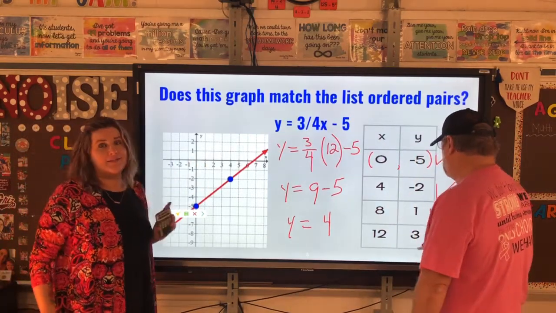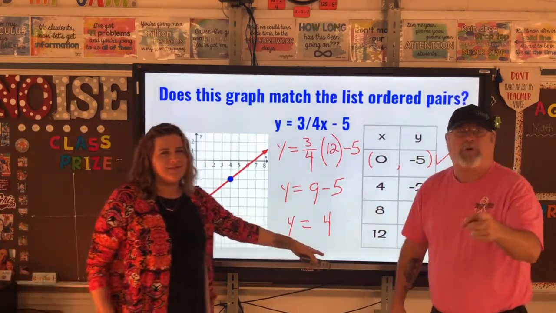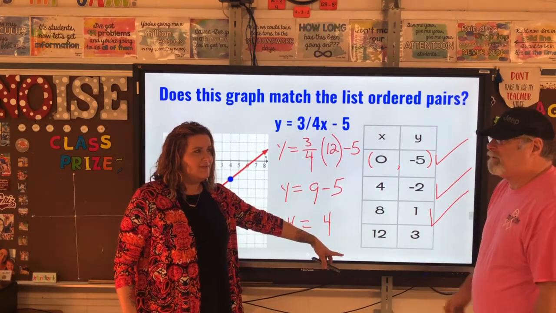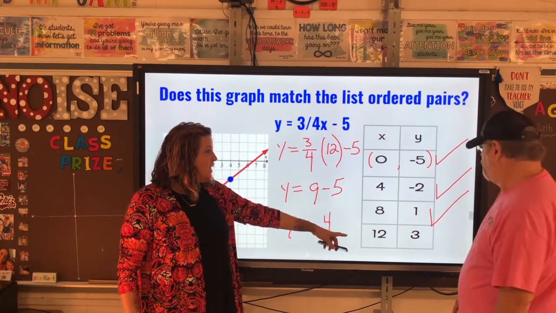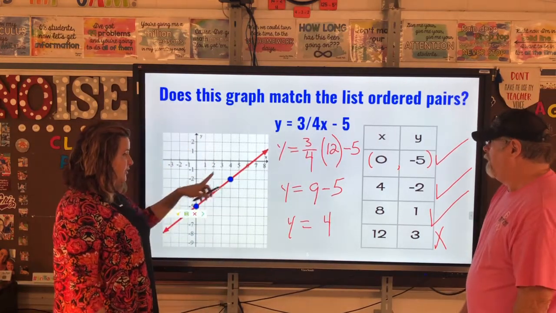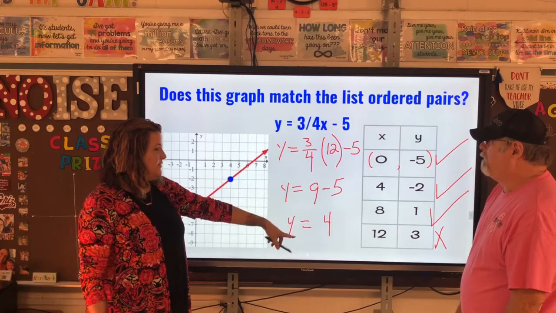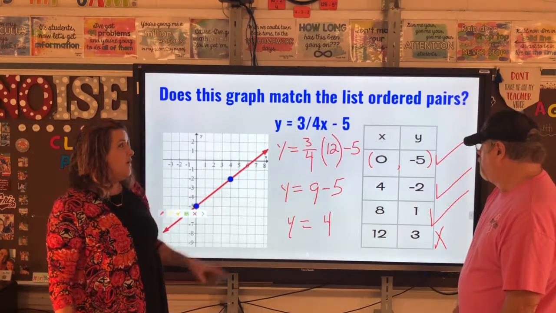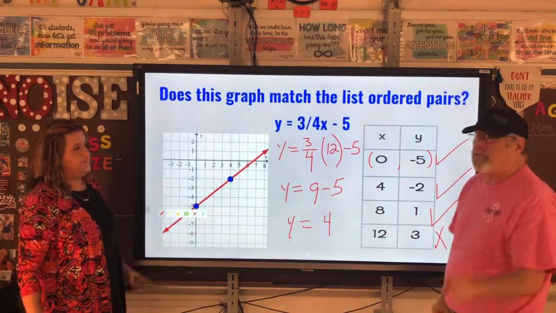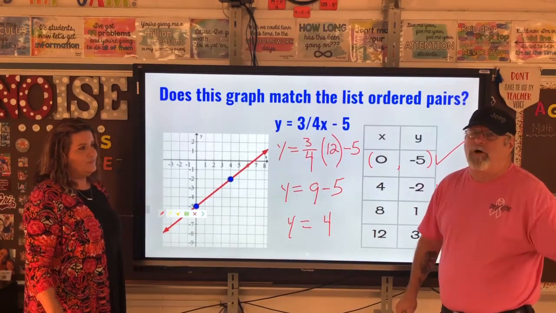Well, that means whoever made this... See, I told you, you got to be careful of those teachers. Remember, they'll do that to you. Mean teachers are test makers. So when x is 12 on our line, y has to be 4. That says y is 3, so no. That table does not match this graph. Even though 3 out of the 4 do, if all 4 of them don't, it's a no.